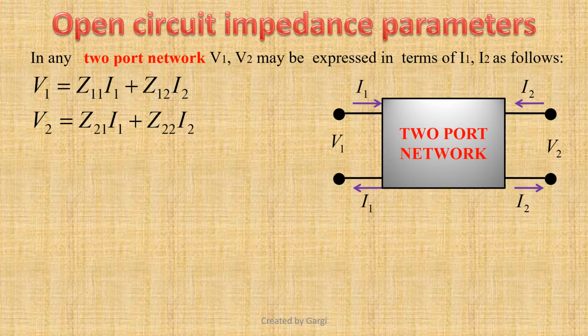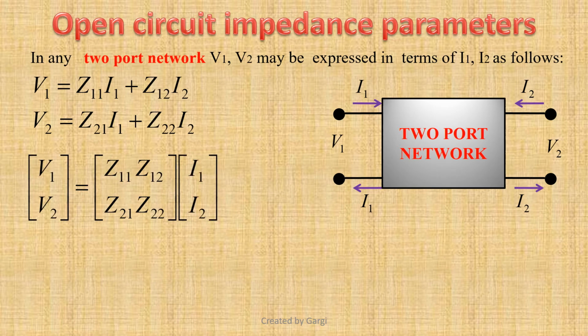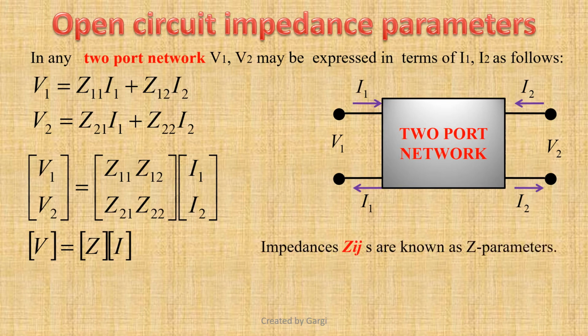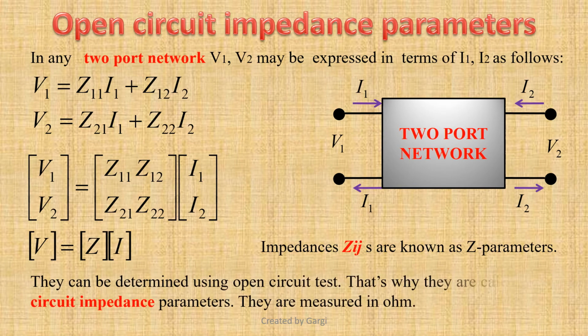These two equations can be written in matrix form as follows. Matrix of V1, V2 equals matrix of Z11, Z12, Z21, Z22 into matrix of I1, I2. Or simply we can write matrix V equals matrix Z into matrix I. The elements of matrix Z are known as Z parameters. These parameters are determined by performing open circuit tests. That is why they are known as open circuit impedance parameters. They are measured in ohms.